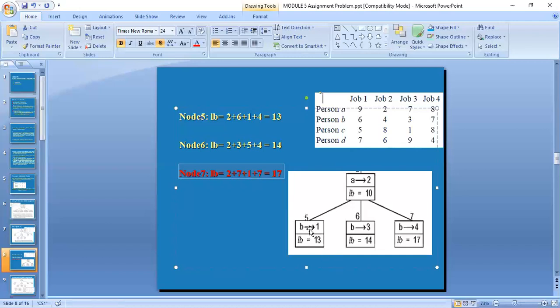So among node number 5, 6, 7, which is the most promising? All three are promising nodes. Perfectly you are correct. But which is the most promising one? The most promising one is node number 5. So now we need to evaluate node number 5.